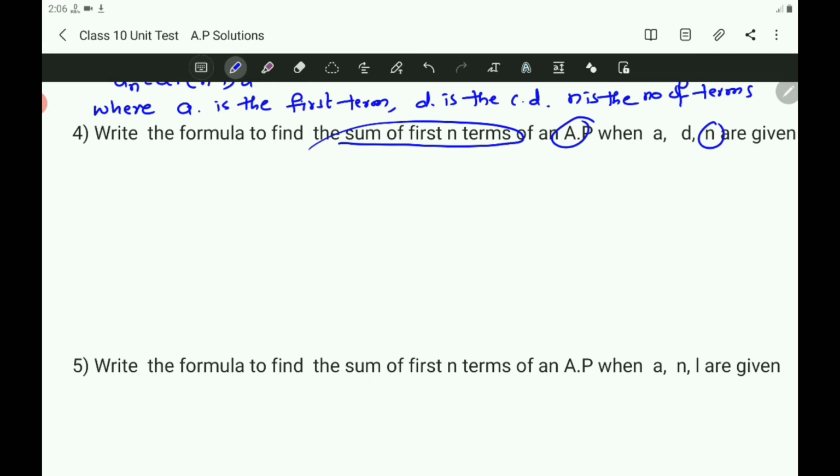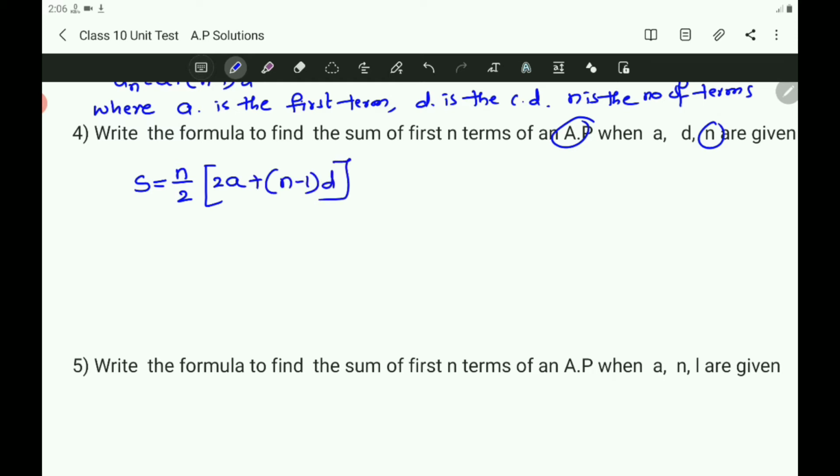So here what do I have to write? We have to write the formula to find the sum of the first n terms of an AP when A, D, N are given. That formula is S equals N by 2 into 2A plus N minus 1, in the bracket, into D. That is the formula. Here it is already said A, D, N are given.